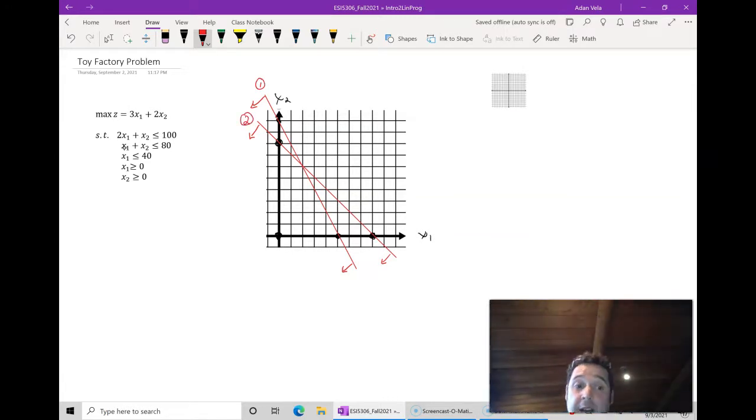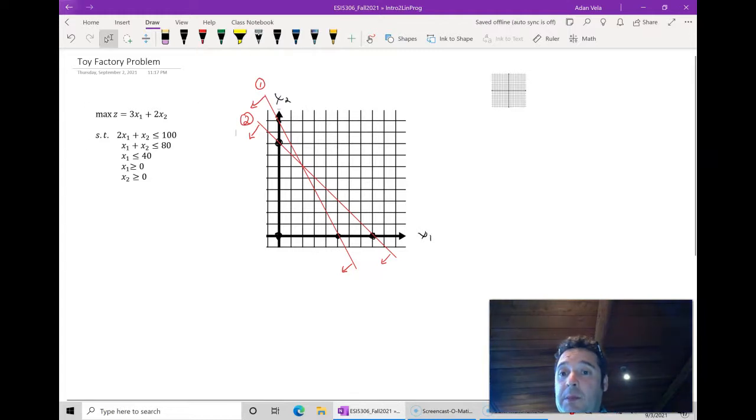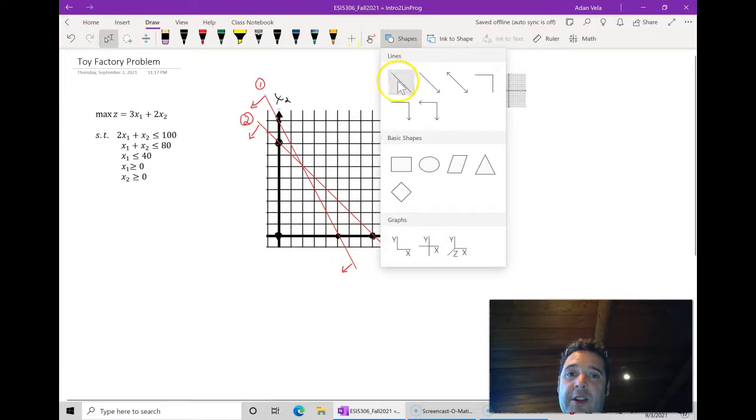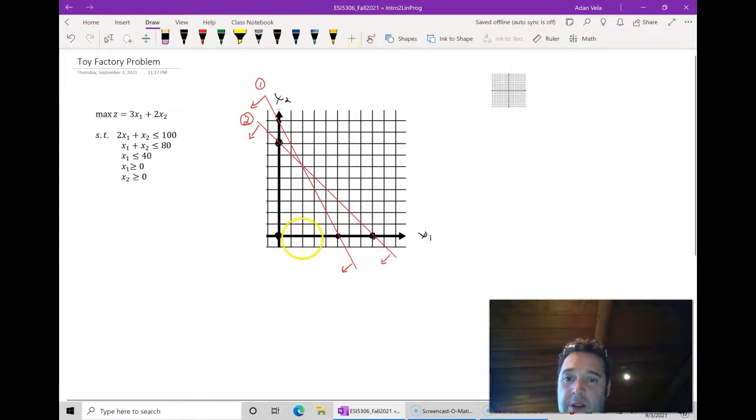All right, so we've got the two constraints drawn out. The only one that remains is x1 is less than 40. We can go ahead and draw that in. That's pretty easy. 10, 20, 30, 40. And we've got our line.